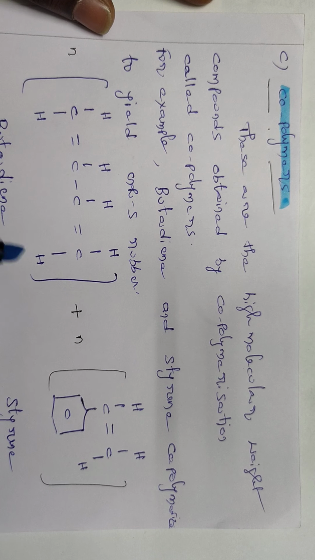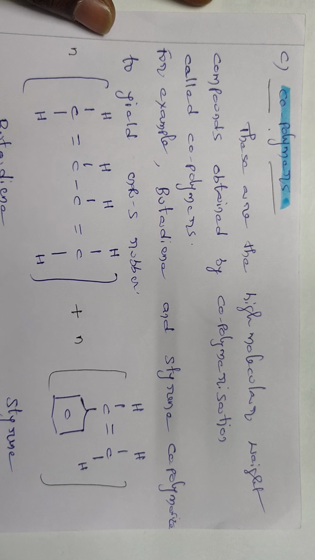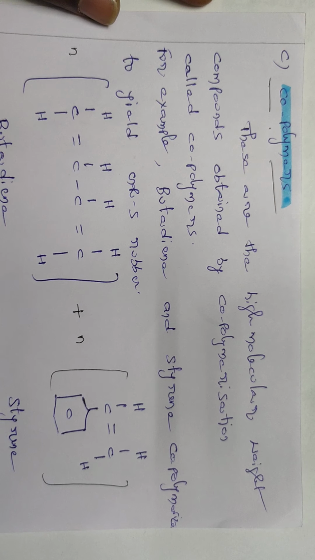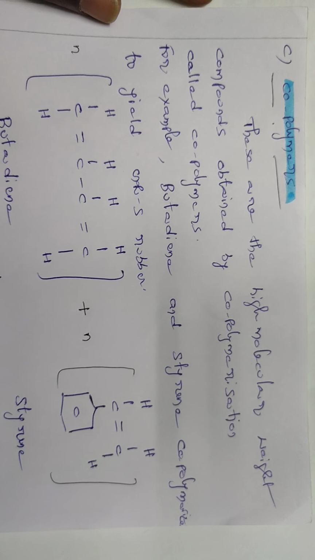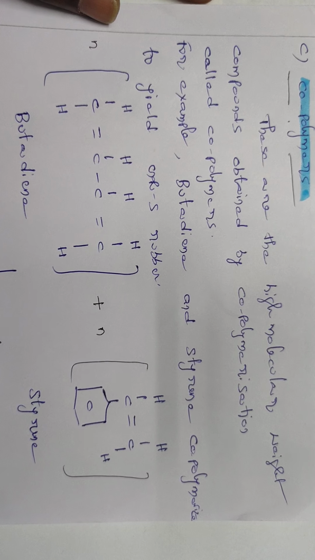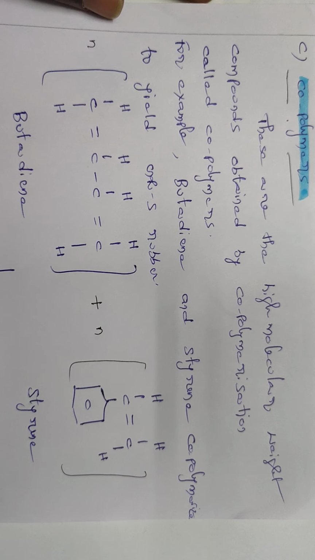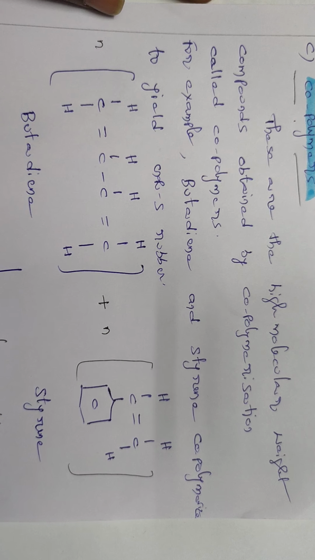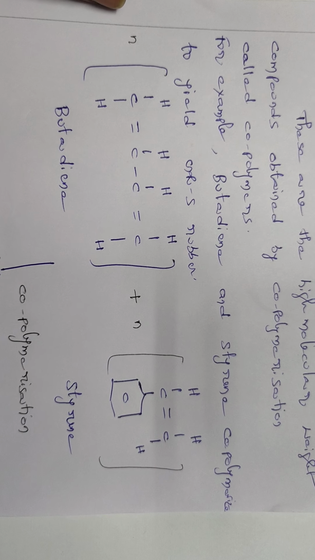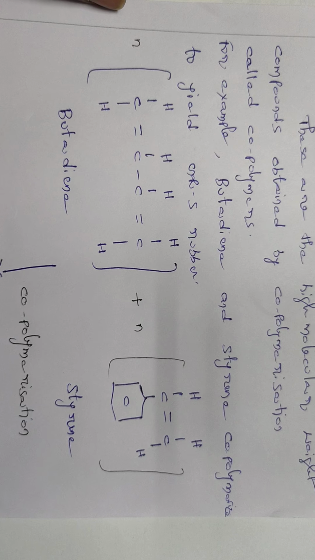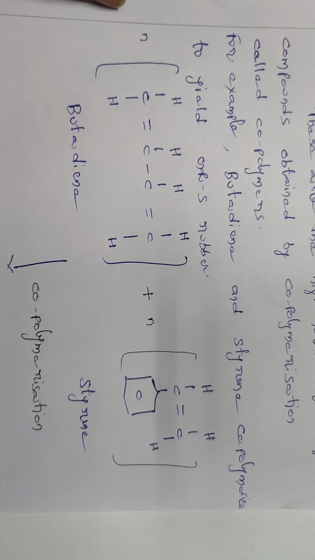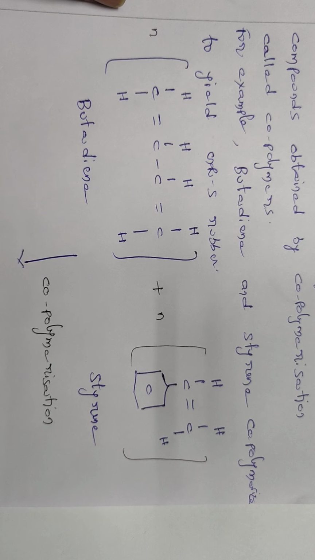So copolymer is also formed by the combination of 2 or more different monomeric units but without elimination of any byproduct molecules. These are the high molecular weight compounds which are formed by copolymerization. Then such type of polymers are called copolymers. For example, SBR, styrene butadiene rubber.